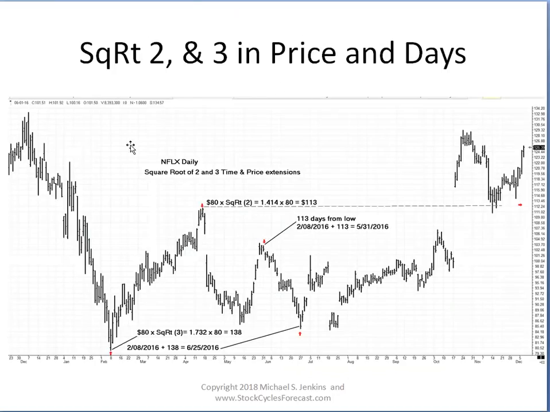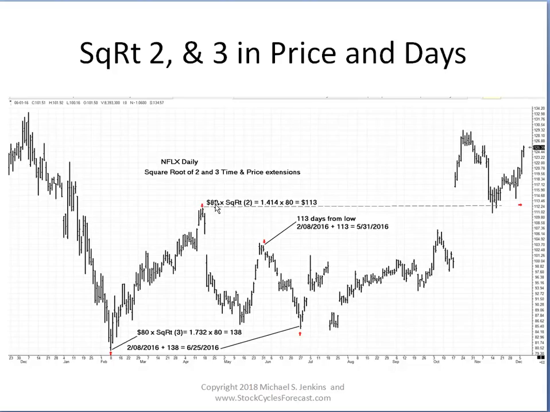Now we can do this manually, of course. Here's a chart of Netflix on a daily chart, and the low was $80. So if at first we took 80 and multiplied it times the square root of 2, which is 1.414, we get 113. Well, 113 was basically the price here. It was 112 and change. But we can see over here it was also support at the 113 price level. So from the 80 low, the square root of 2 gave us price.